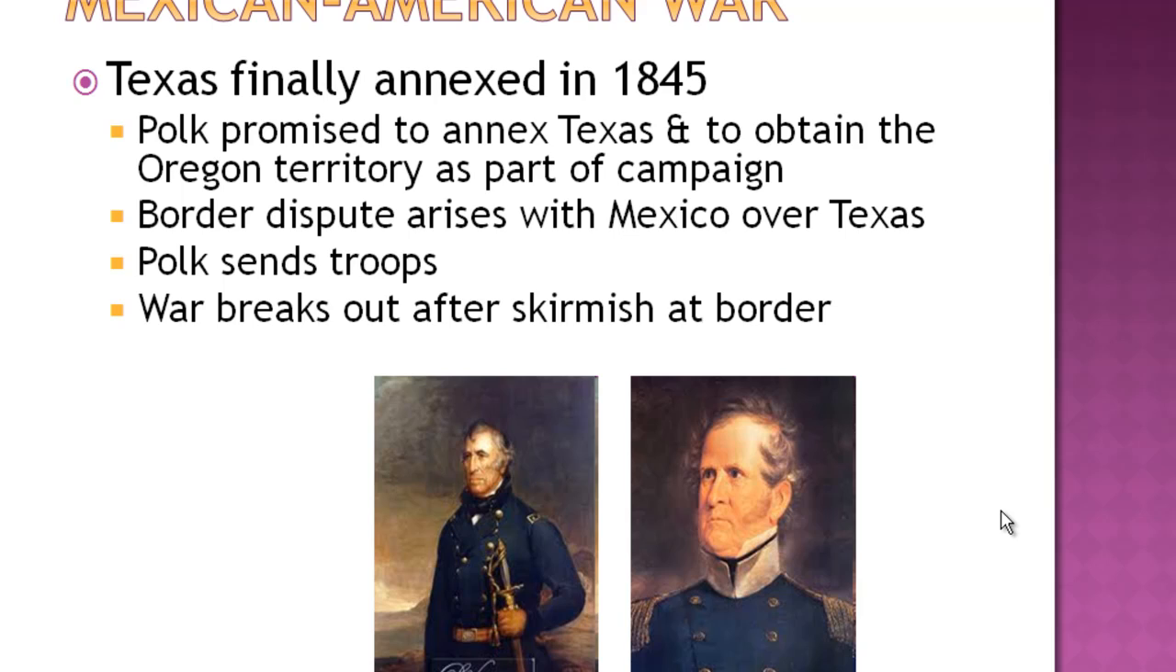So Texas is finally annexed to the United States in 1845. Polk had promised to annex Texas and also to obtain the Oregon Territory as part of his presidential campaign. However, a border dispute arises with Mexico over Texas, and Polk sends in federal troops. And of course, the war breaks out at the border, and this begins the Mexican-American War.